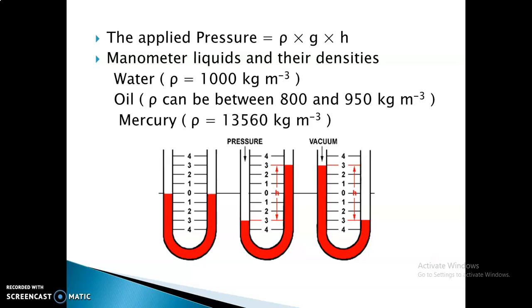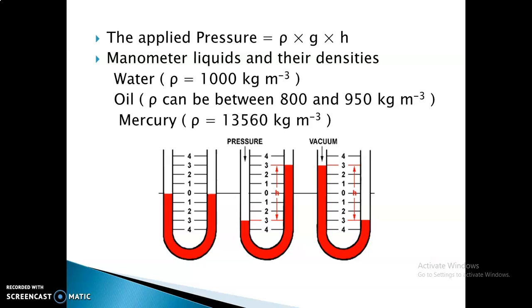The manometer liquids and their densities: generally they use water, oil and mercury. Water has a value of 1000 kilograms per meter cubed, oil is 950 kilograms per meter cubed, and mercury is 13560.